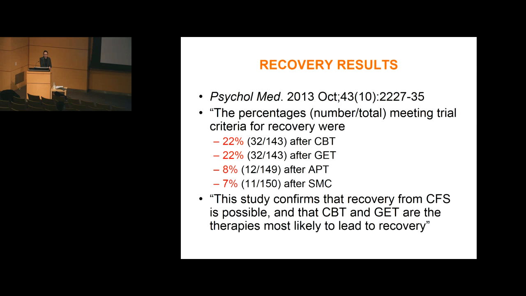The first group is, I think, some cognitive behavior. The second is exercise. The third is adaptive. And the fourth is standard of care. So these are the four groups.